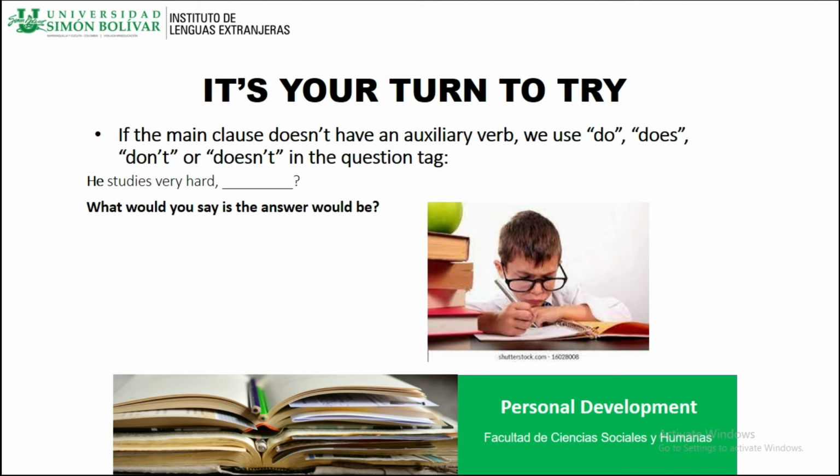Here's another one. Remember that if the main clause doesn't have an auxiliary verb, we use do, does, don't, or doesn't in the question tag. He studies very hard. What would you say the answer would be? Would it be, does he? Did he does? Doesn't he? Think. What would the answer be? Of course the answer is, doesn't he? And again the choices were, does he? Did he does? Doesn't he? And of course we know D, it doesn't, it's misspelled.